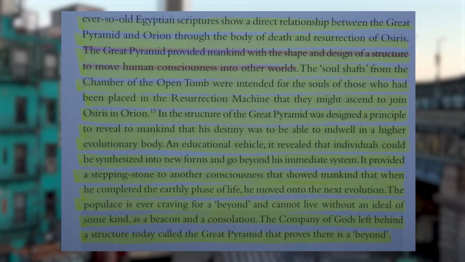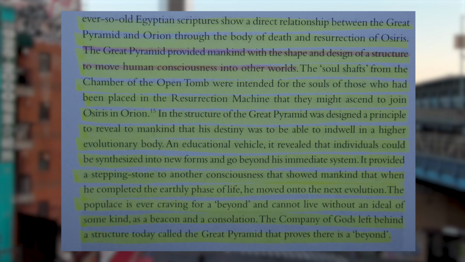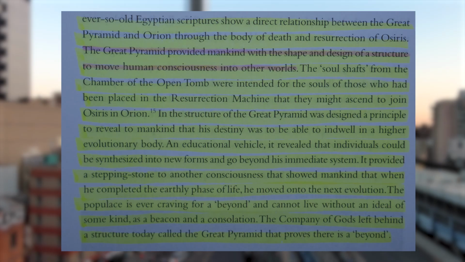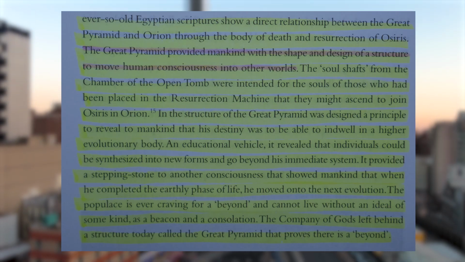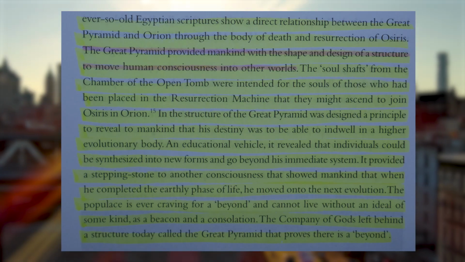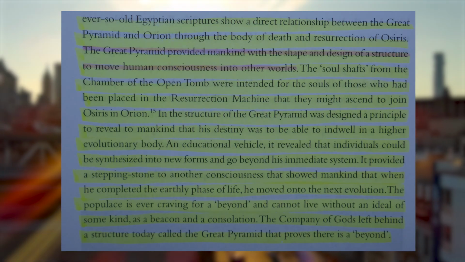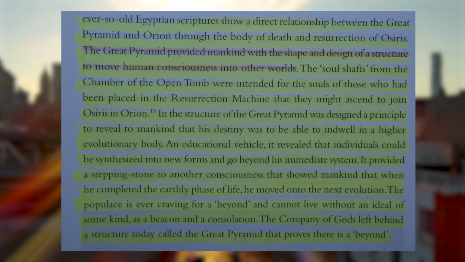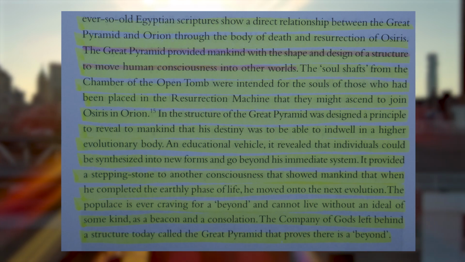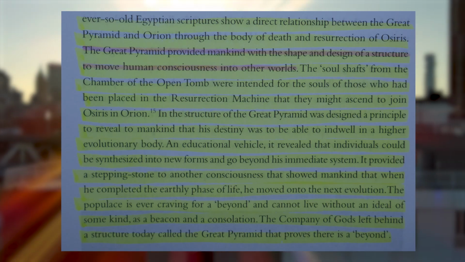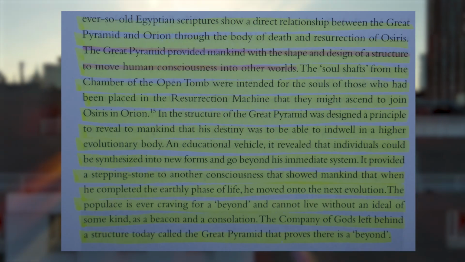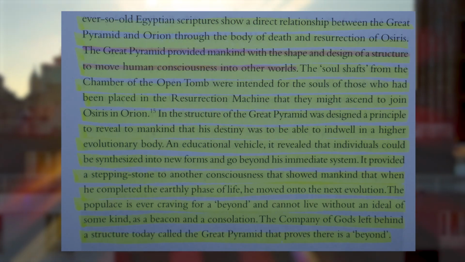placed in the resurrection machine that they might ascend to join Osiris in Orion. In the structure of the Great Pyramid was designed a principle to reveal to mankind that his destiny was able to indwell in a higher evolutionary body, an educational vehicle. It revealed that individuals could be synthesized into new forms and go beyond his immediate system. It provided a stepping stone to another consciousness that showed mankind that when he completed the earthly phase of life, he moved on to the next evolution.